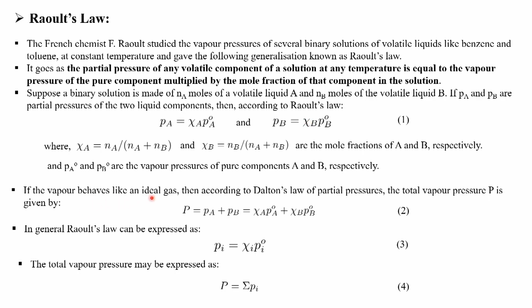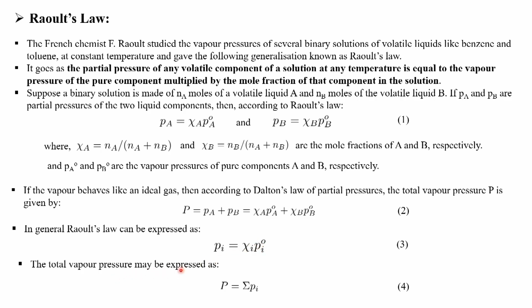If the vapor behaves like an ideal gas, then according to Dalton's law of partial pressures, the total vapor pressure P is nothing but the vapor pressure of component A plus the vapor pressure of component B. If we substitute the value of Pa and Pb, we get P equals Xa times Pa naught plus Xb times Pb naught. So in general, Raoult's law can be expressed as Pi equals Xi times Pi naught, where Xi is the mole fraction of component i and Pi naught is the vapor pressure of pure component i.